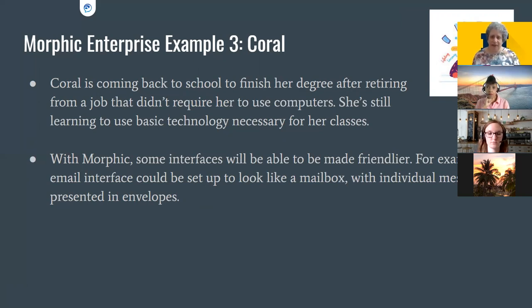So with Morphic in the future, some interfaces will be able to be made friendlier. For example, one interface that's being tested on Morphic is a way to make email look more like a mailbox. A mailbox is a very familiar metaphor. Email is not. So what the email interface looks like is a mailbox. You click on the mailbox, you see a variety of envelopes. You click on the envelope that you're interested in, and the text of your email comes up looking like a letter. You can hit reply to that letter.